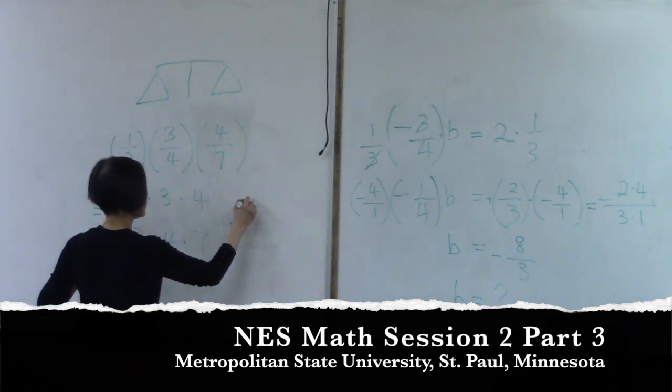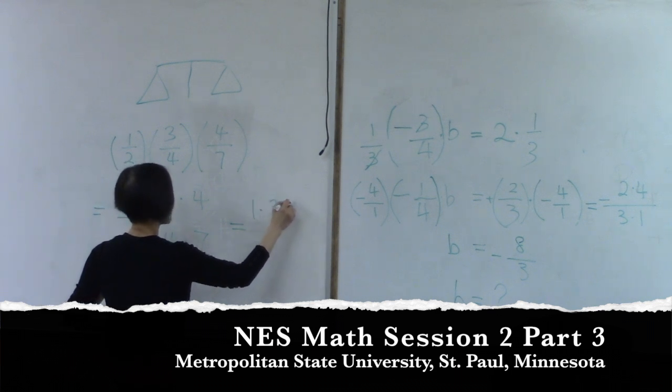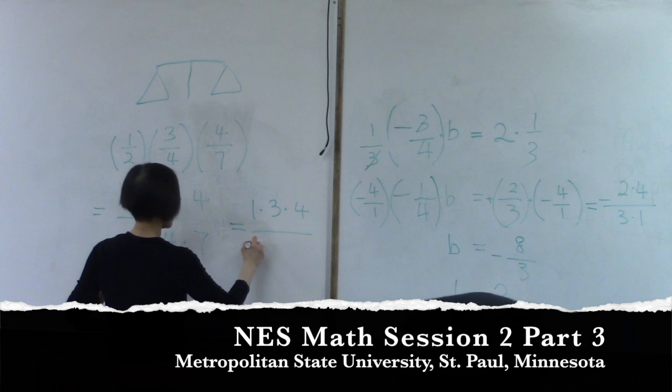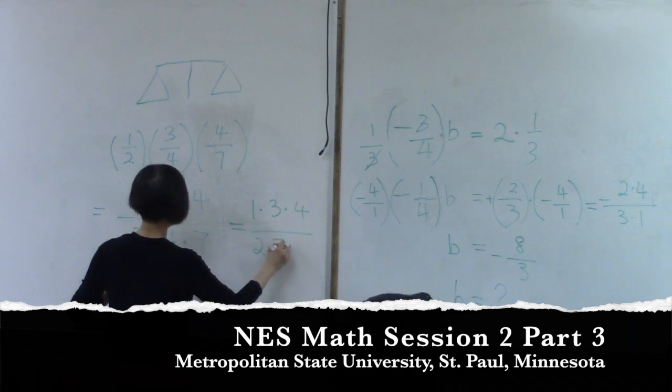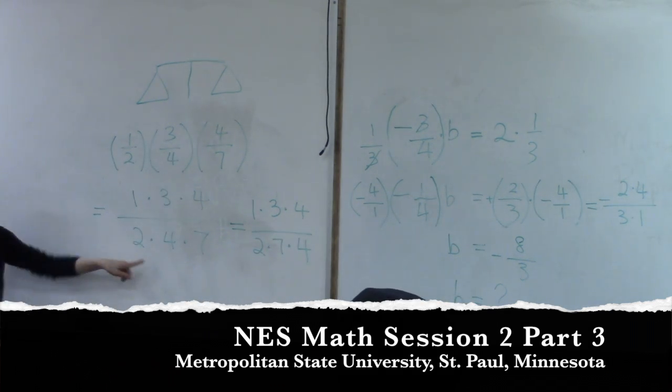Can I do this? You can cross, but there's a reason you can do it. Remember, when you multiply, it doesn't matter the order. So I could actually put the 7. I can actually do that, right? Let's flip it around. It's the same.